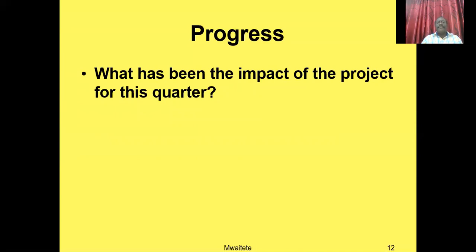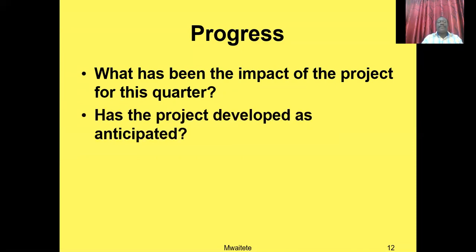So in here, you'll have to write for progress. Writing for progress, you will say what has been the impact of the project for this quarter. So you pick up some interesting stuff for this quarter, then you analyze briefly. Has the project developed as anticipated?